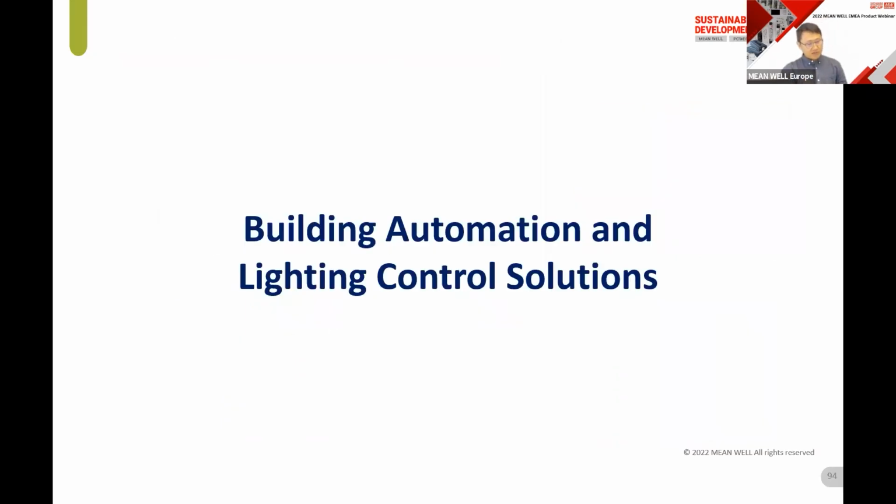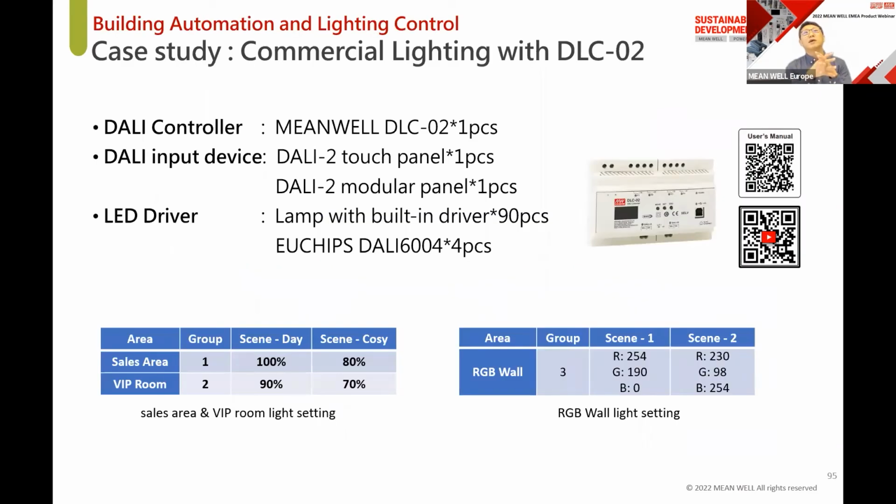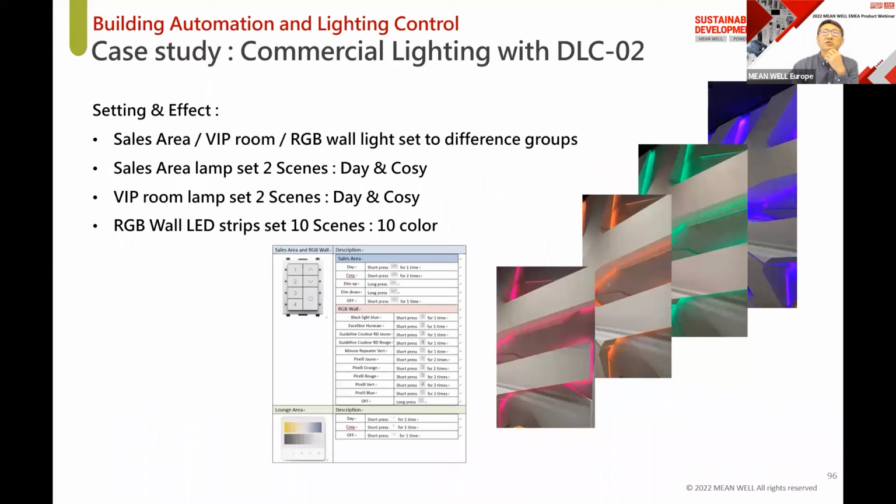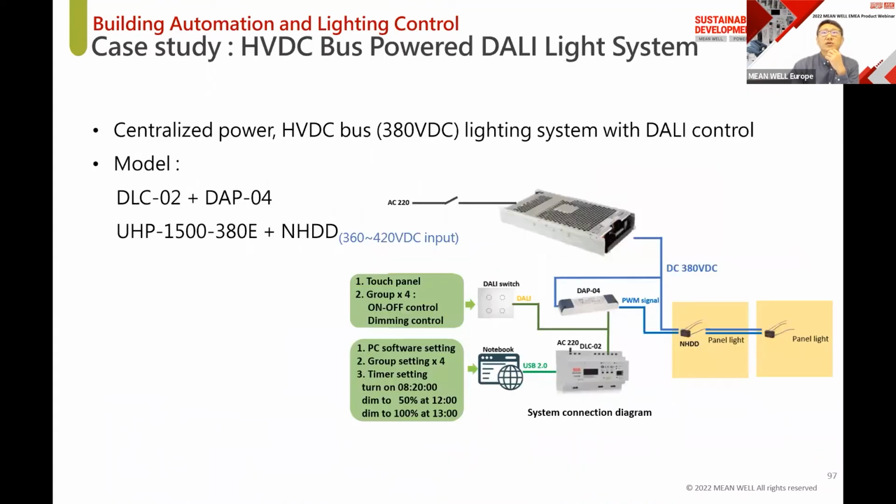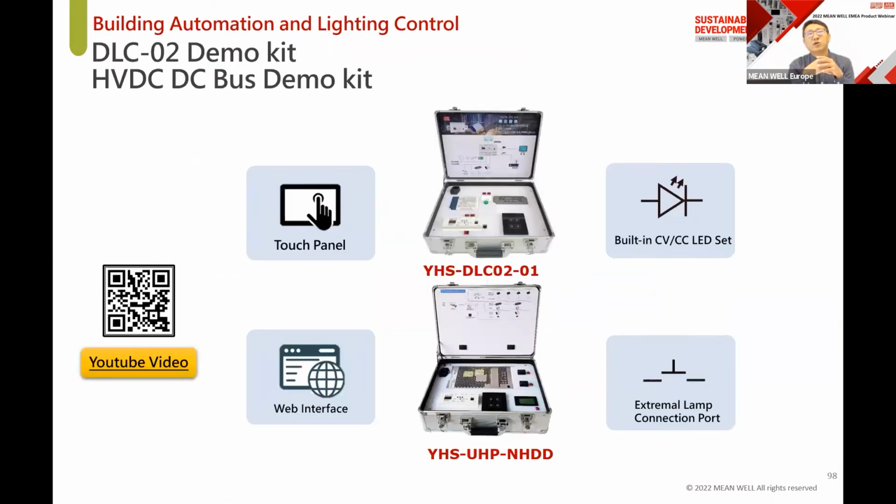Lastly, the building automation part. Meanwhile has a DLC controller, which Mac has already explained in the previous slide, so I will skip this part. It can be used in many situations for the commercial area, residential area. Also, the high voltage can be used with our HVDC and DLC. This is also a kind of system power solution. To explain the function, we also have the demo kit of the DLC02 and the high voltage DC bus demo kit, UHP and HDD demo kit.